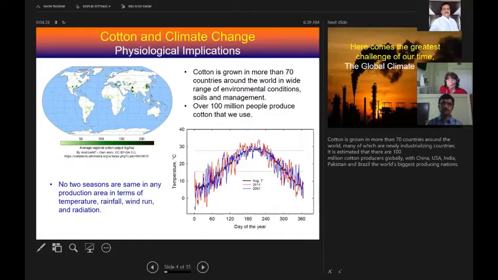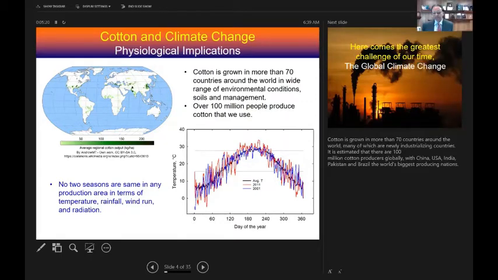And if you look at any given location, one important aspect is that no two seasons are equal. You can look here at Mississippi State, for example, Stoneville, Mississippi, the Mississippi Delta area. If we look at temperature alone, the dark line is the long-term average, the blue line is one year, and the red line is another year. You can see the differences in minimum and optimum temperature between those two years. The difference between the blue and the red line is almost equivalent to what is projected in climate change, to a certain extent, in changes in temperature conditions.